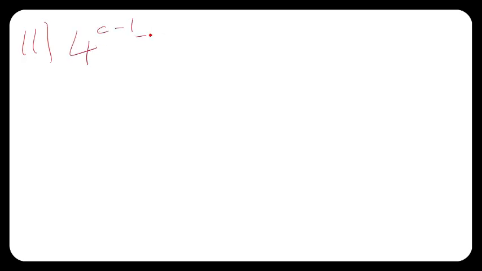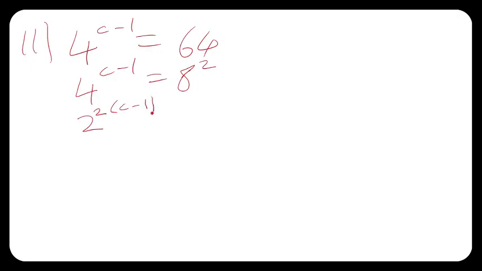4 to the power 2c minus 1 is equal to what? 64. So we all know 4 raised to power 2c minus 1 is equal to 8 raised to power 2, which is 64. We all know that. Then we know that 2 raised to power 2 is 4. So 2 raised to power 2 times 2c minus 1. And we know that 2 raised to power 3 is 8. So 2 raised to power 3 times 2. Right? So 2 raised to power 2c minus 2 is equal to what? 2 raised to power 6.